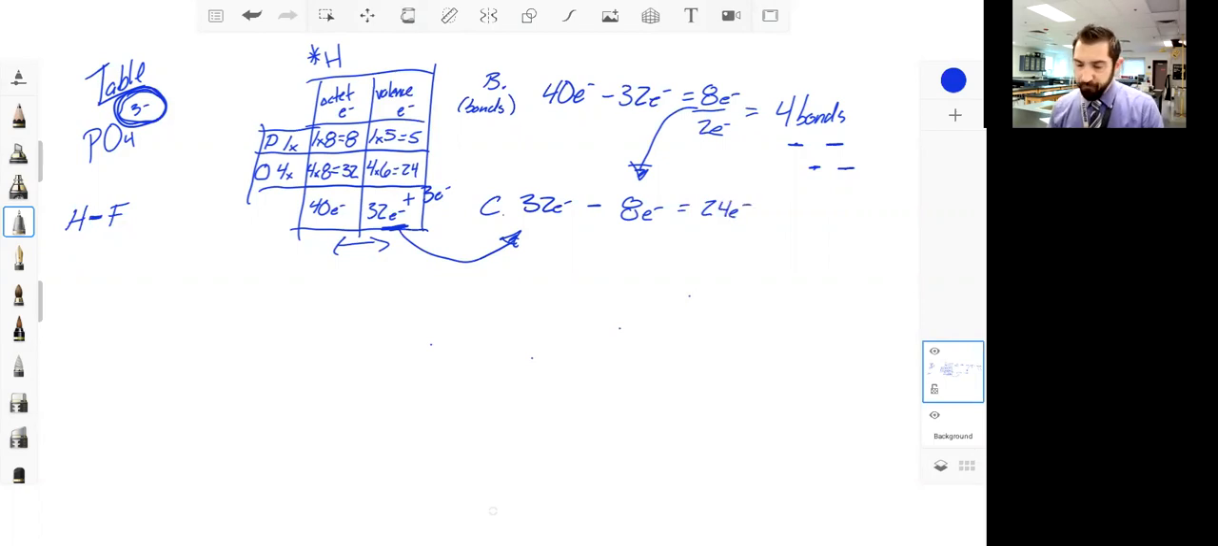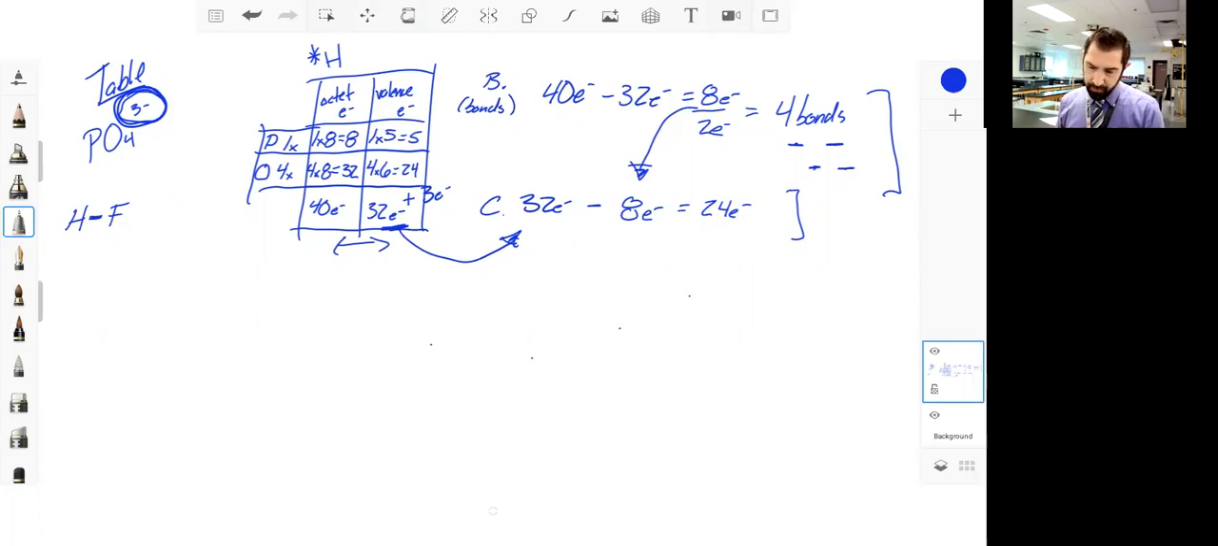So here's where we're at. I have 4 bonds to place right here, and I have 24 electrons to place. And doing that around the structure should allow me to get octet for all of the atoms involved, and I'll use up all 32 of my valence electrons.